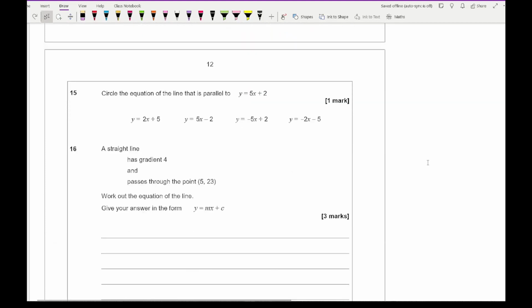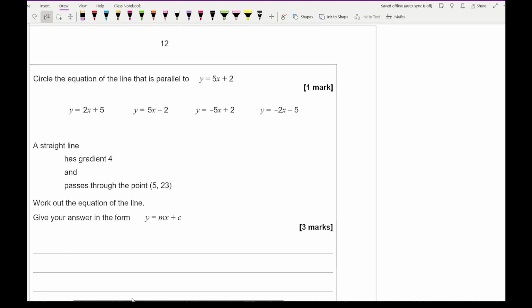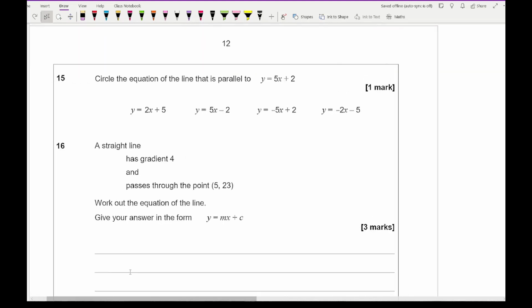Moving on to question 15, we can now zoom in because we've got no graph paper. It says circle the equation of the line that is parallel to y equals 5x plus 2. Now what determines a parallel line is basically having the same value of x when y is the subject. So here we're looking for anything that's got positive 5x and y is the subject for all of them. So the correct answer we need to circle is going to be the second one.